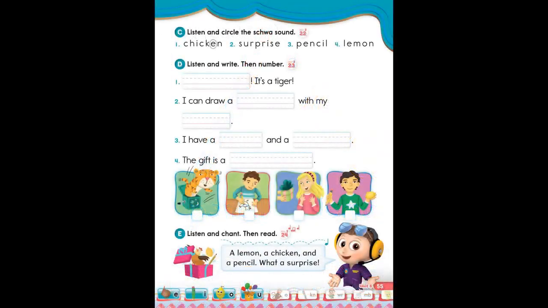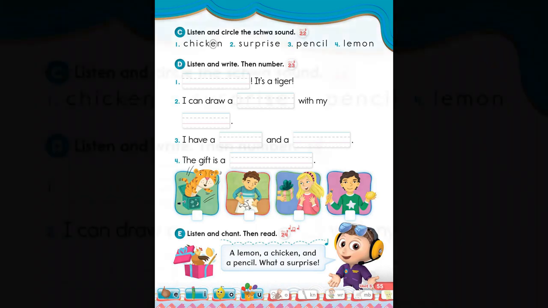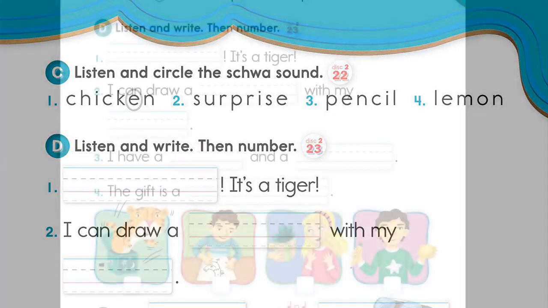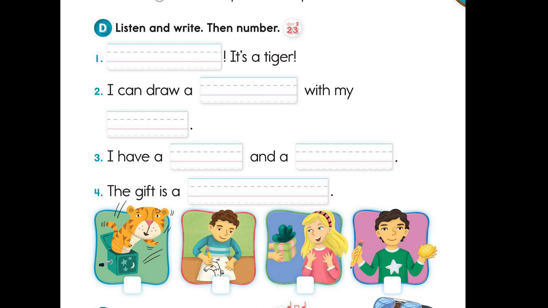Page 55. C. Listen and circle the schwa sound. 1. Chicken. 2. Surprise. 3. Pencil. 4. Lemon.